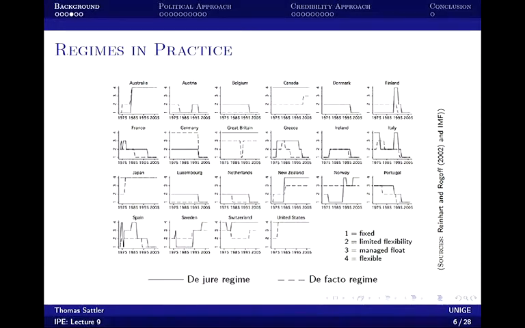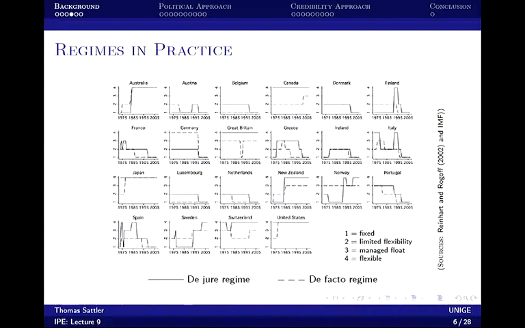And then we have countries like Italy that go back and forth, but we see a trend here. So Britain says it has a flexible exchange rate. It's fixed for a very short time, and now it's actually fairly flexible again. So the point here is that we see massive variation in exchange rate regimes.